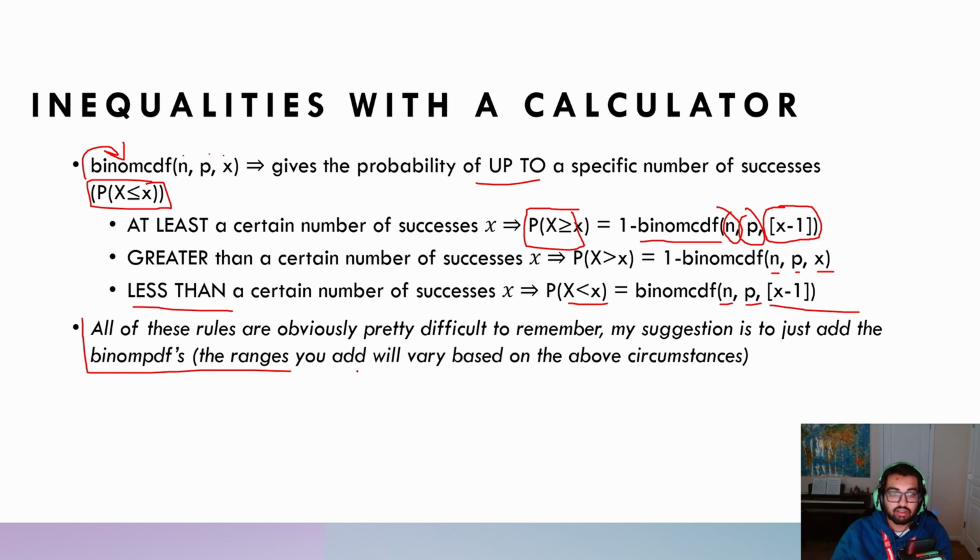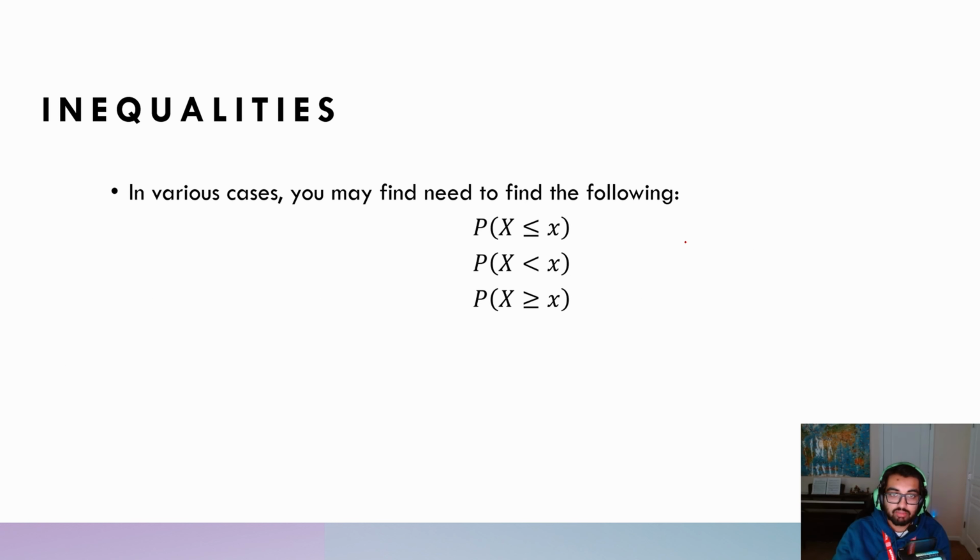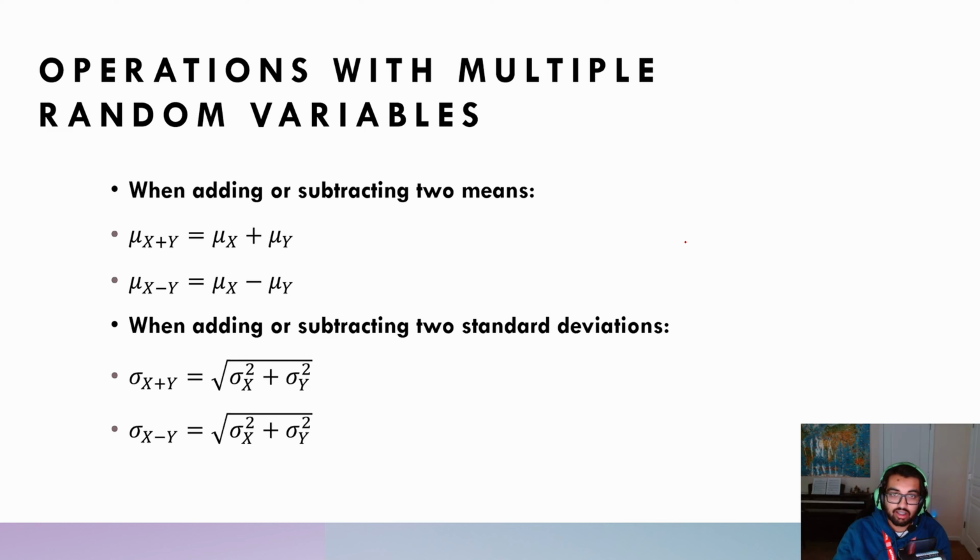Now these rules are going to be pretty difficult to remember, so what I suggest is that you add the binomial PDFs. Remember that binomial and geometric trials are always integer based. You can never have half of a trial. As such, things like this and this are going to be equal. Same with this and this. So that's essentially probability distributions in a nutshell.